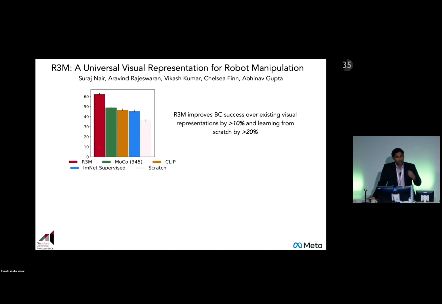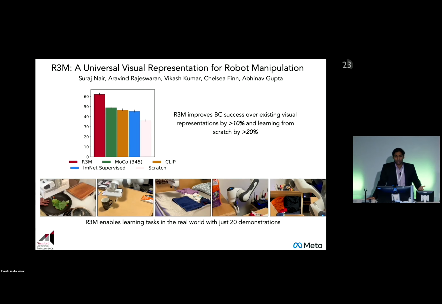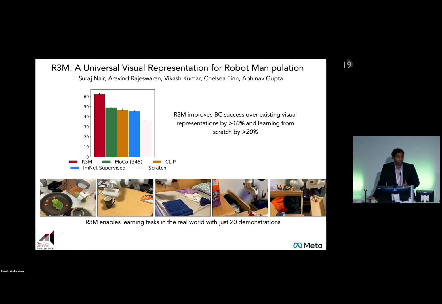When doing imitation learning with a small number of demos, using R3M representations improves significantly over existing visual representations and learning from scratch. And using R3M enables us to learn tasks in the real world in visually rich environments with just 20 demonstrations.